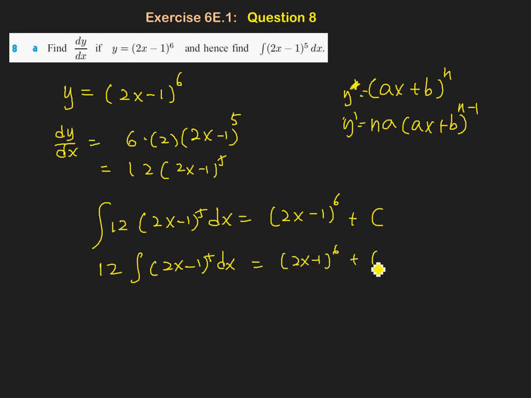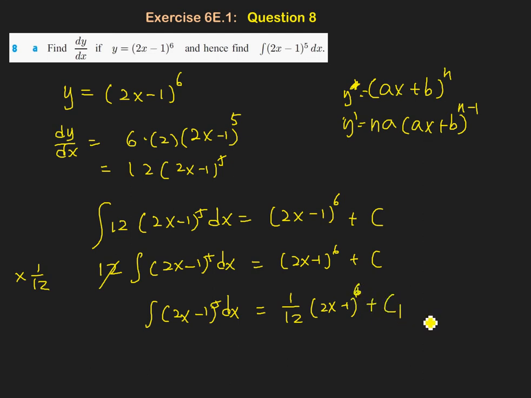And yet again we multiply by 1 over 12, and thereby cancelling this. And so we'll end up with this. So we have 1 over 12 times (2x minus 1) to the power 6 plus c1. c1 is just another fancy constant we use to replace c over 12. Right. Okay, then moving on to question 10.